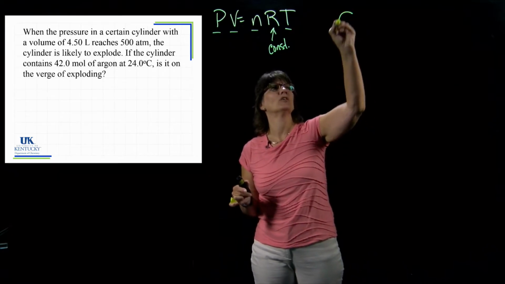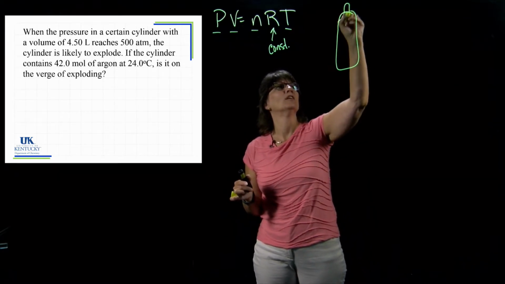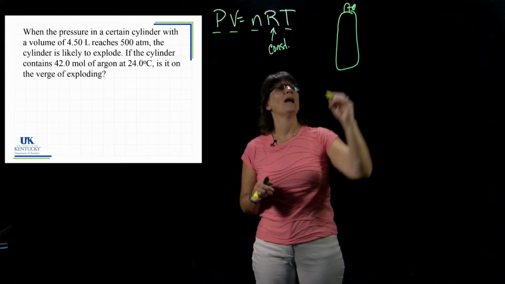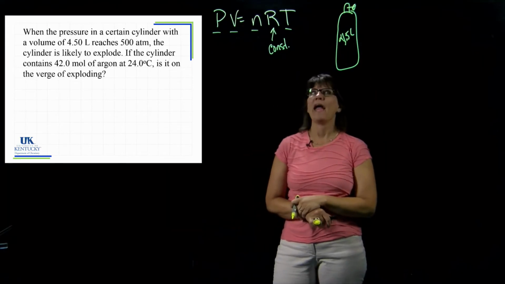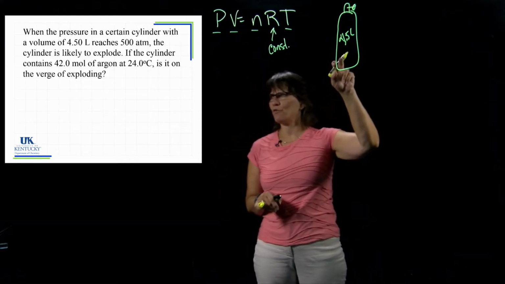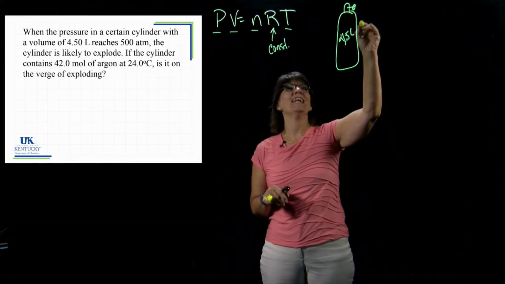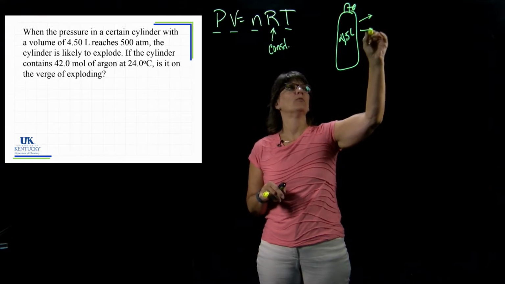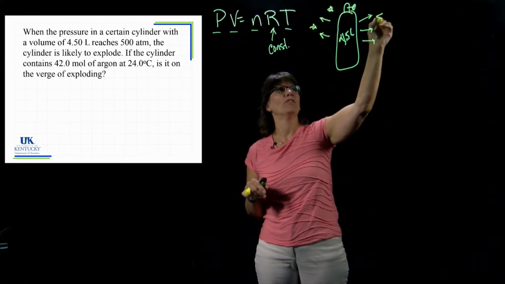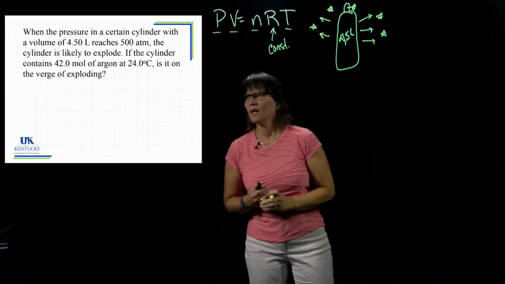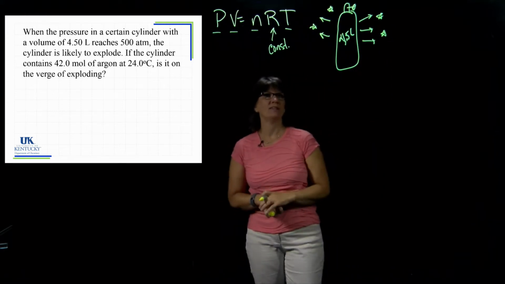Let's draw a little picture. Gas cylinder. It's got a little valve on it that I can hook up, and this is a 4.5 liter container. And once it gets up to 500 atmospheres, it has a risk of exploding, all right? So that would be really bad. We wouldn't want that to happen, okay? So we don't want the pressure to exceed that.